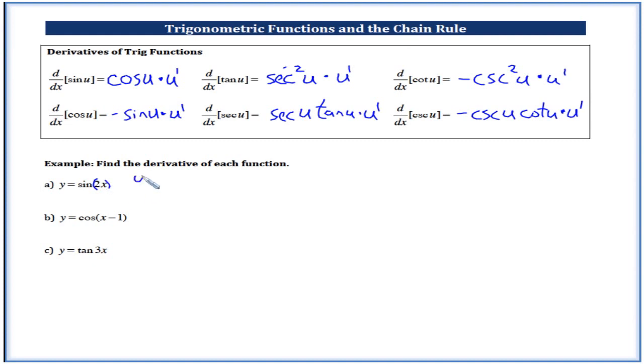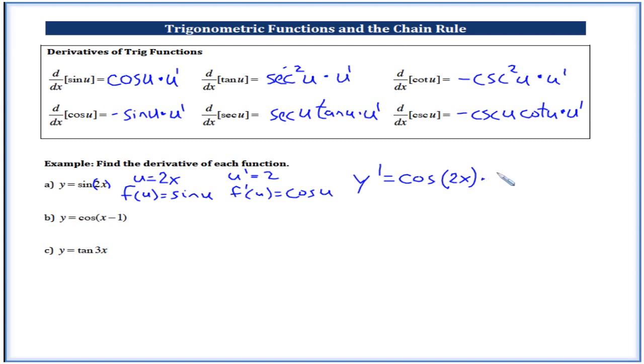So in our first example, here we have the sine of 2x. When we look at this, the inside function is u equals 2x, and the outside function, f of u, would just be the sine of u. So we need to find u prime, which is 2, and we need to find f prime of u, which is just going to be cosine of u. So all in all, y prime is going to be cosine u, and we substitute u back in, times u prime, which is 2, and then we rewrite this by moving the constant multiple to the front. So we get 2 cosine of 2x. And there is our derivative.